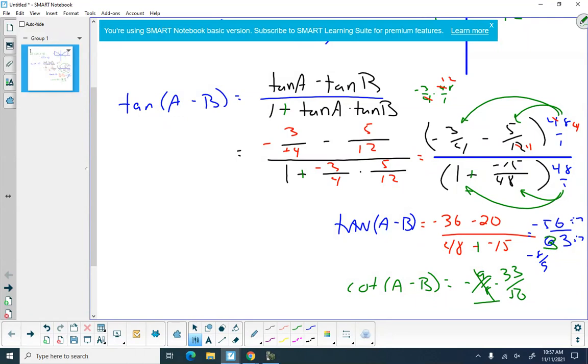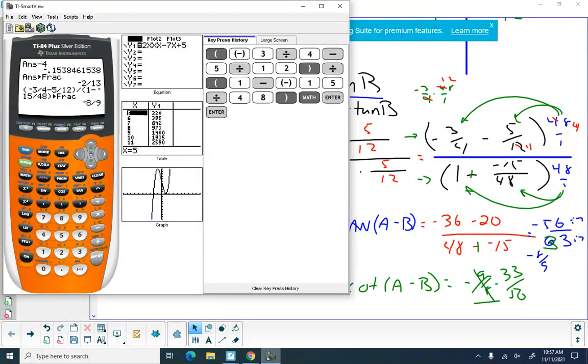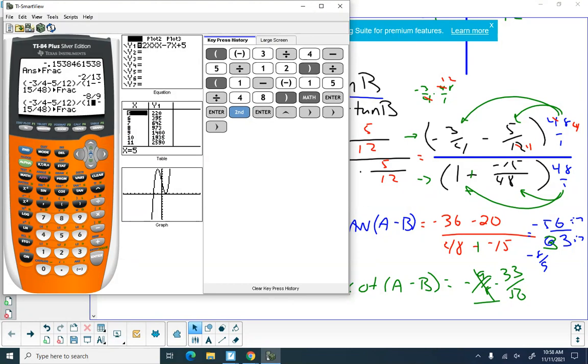Yeah. On number 6, what did you do? What did you put into the calculator? I didn't see that. This right there. I typed in negative 3/4 minus 5/12, and that should be a plus. So I'll change that to a plus. A negative 15 divided by 48. I hit math. I hit enter and hit enter. I got my answer.